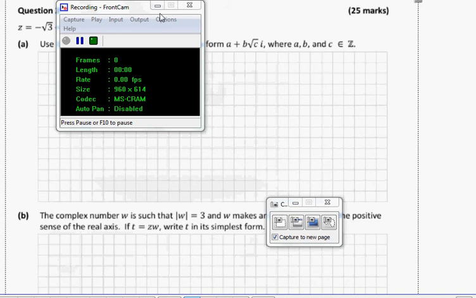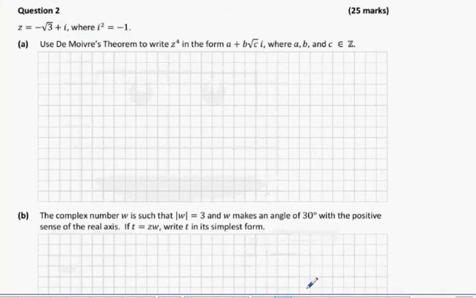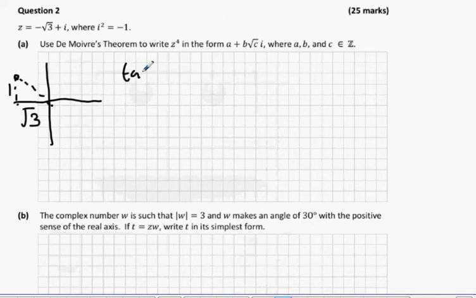First things first, we're going to use De Moivre's theorem to write z^4 in the form a plus bi. So what we're going to do here is first do polar form. What do I mean by polar form? We're going to break it up into this complex number located in the second quadrant. Everybody agreed with that? It's root 3 across, and how high is it up? 1. What you do first is you tan inverse your 1 over root 3.